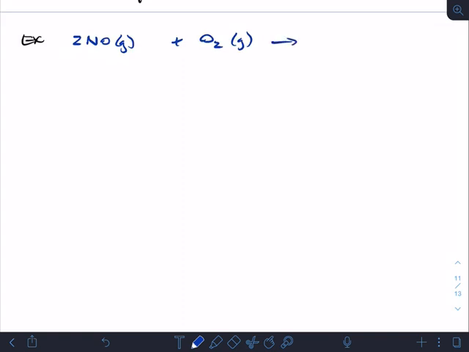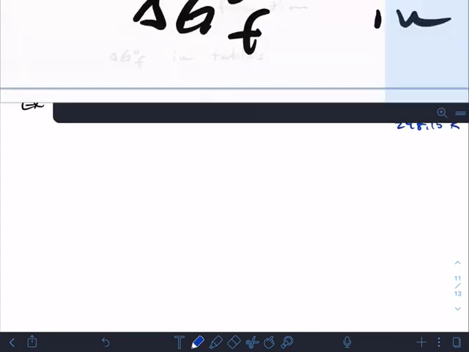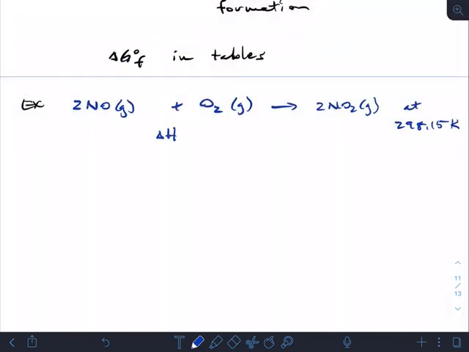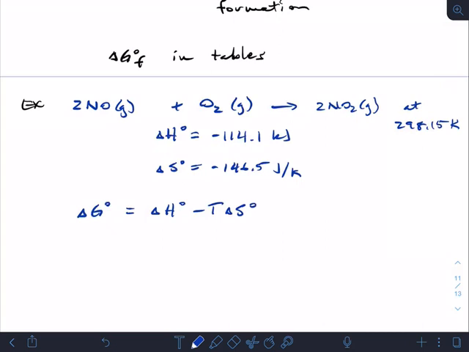So we have 2 NO gas. Apparently I like this nitrous oxide formation equation. And we get 2 NO2. And this happens at 298 Kelvin. Right? Delta H standard is negative 114.1 kilojoules, and my change in entropy standard is negative 146.5 joules per Kelvin.